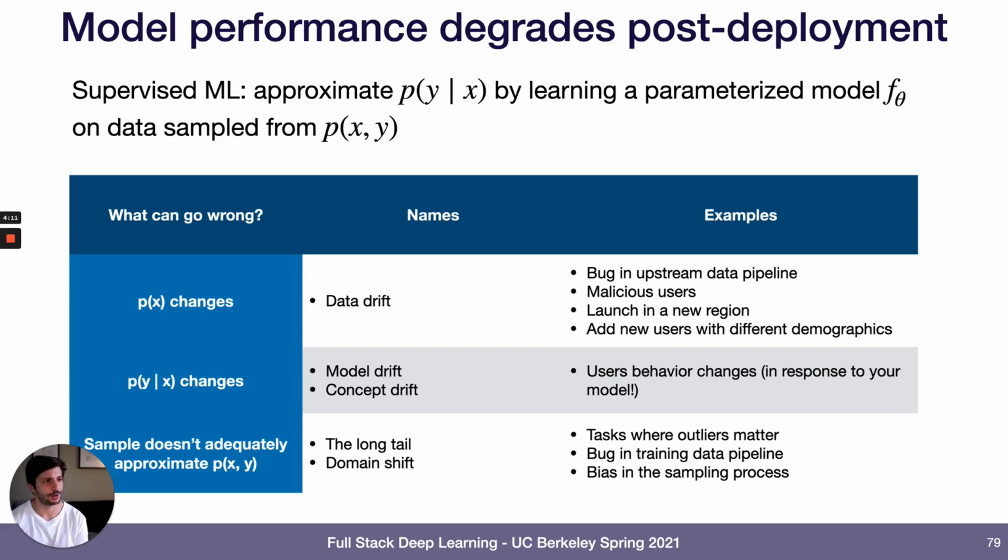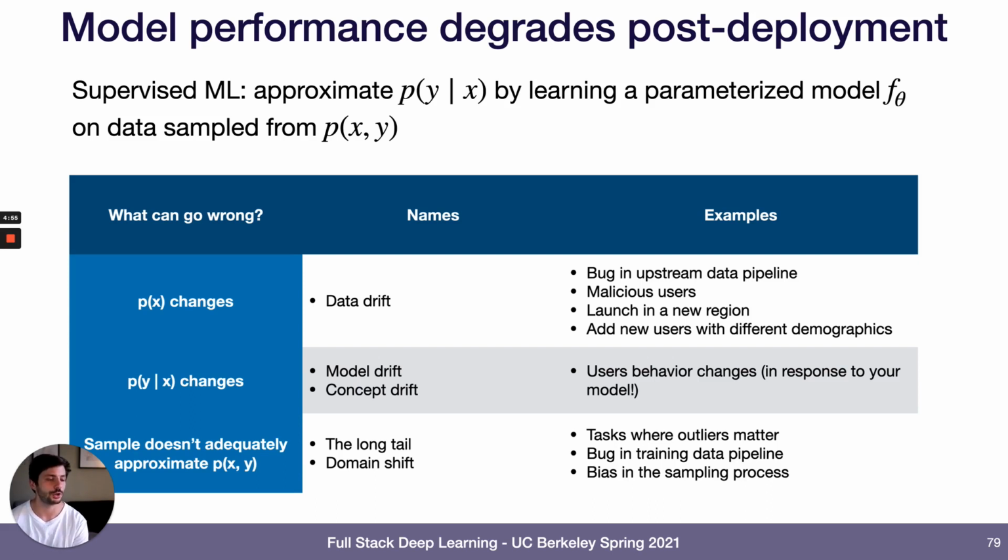And then the last category of things that can go wrong is that we're approximating this probability function using a parameterized model that's trained on data sampled from the underlying distribution. So there can be artifacts that are introduced by the sampling process itself. Some names for this are domain shift, where there's some difference in the domain between the training distribution and the target distribution. Another term that describes this is the long tail. If your data distribution has long tails, then randomly sampling that data might not give you data points that represent all the parts of the distribution that you care about.